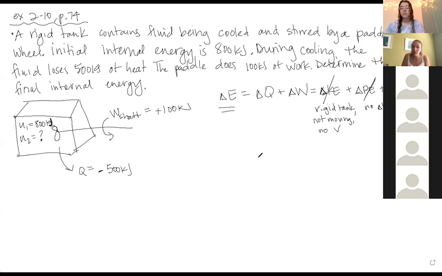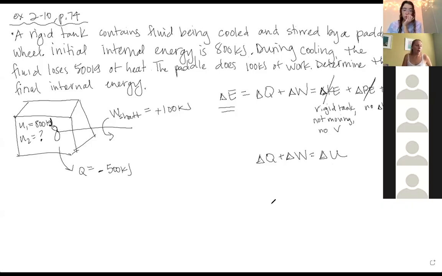So our equation then becomes our change in heat plus our change in work is going to be equal to our change in internal energy. And this is going to be pretty much the same for all of these rigid tank questions. You're not going to have kinetic or potential energy. These are for moving cars and roller coasters and turbines, not for rigid tanks that are sitting still. So we have our basic equation here.